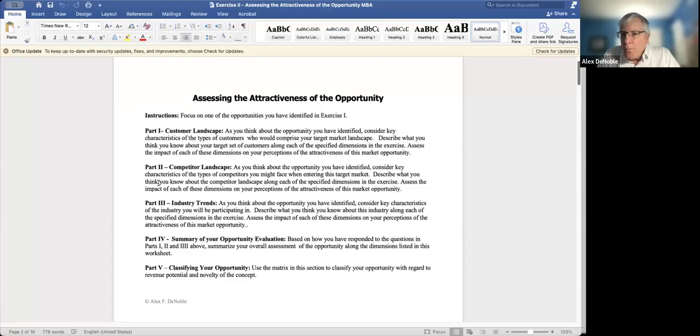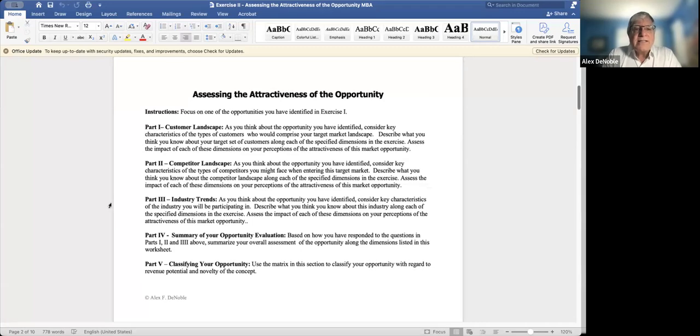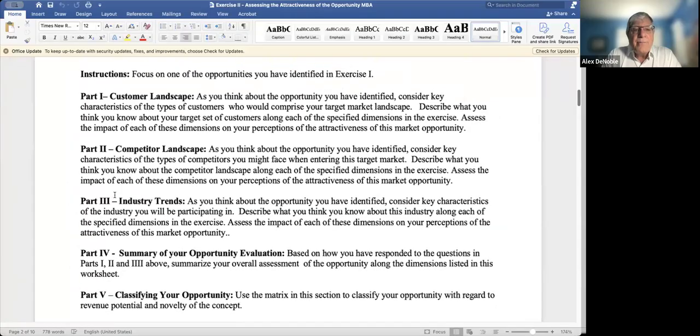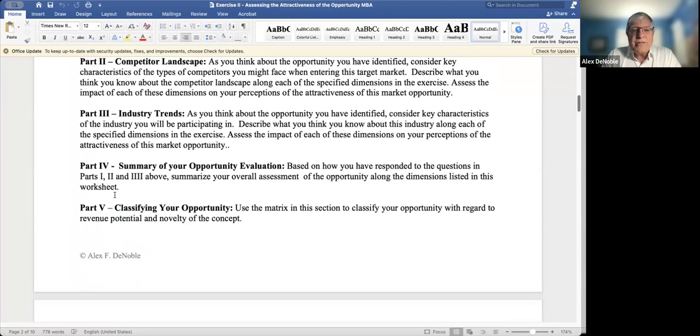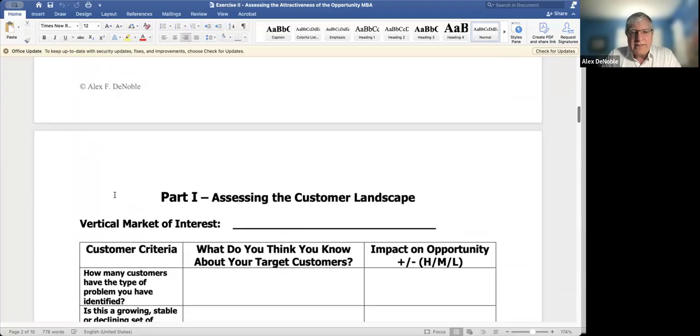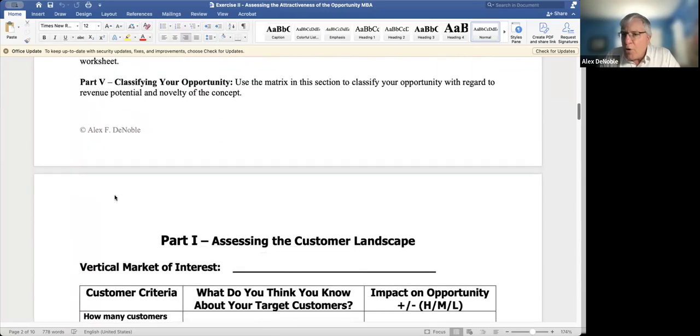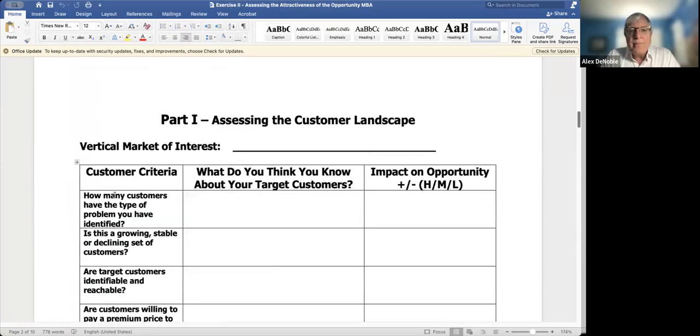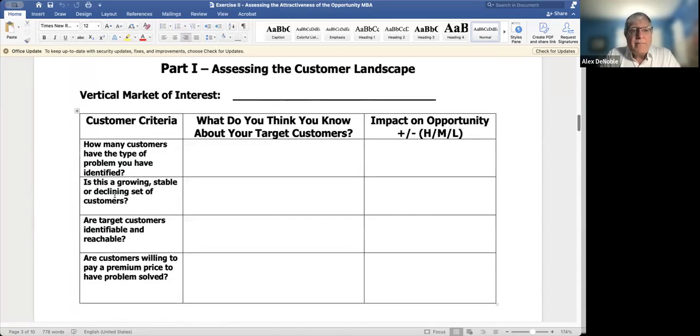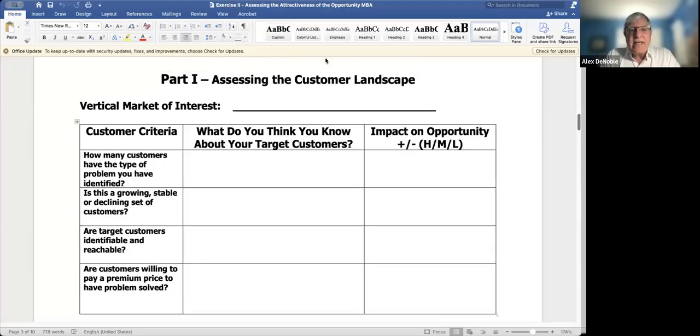So what I'm going to ask you to focus on with your group as you work on this exercise, and see if you could find time to work together next week, we're going to look at the customer landscape, the competitor landscape, the industry trends, and we're going to summarize it. So I've broken this exercise into 5 different parts. All right. So part 1, we're assessing the customer landscape.